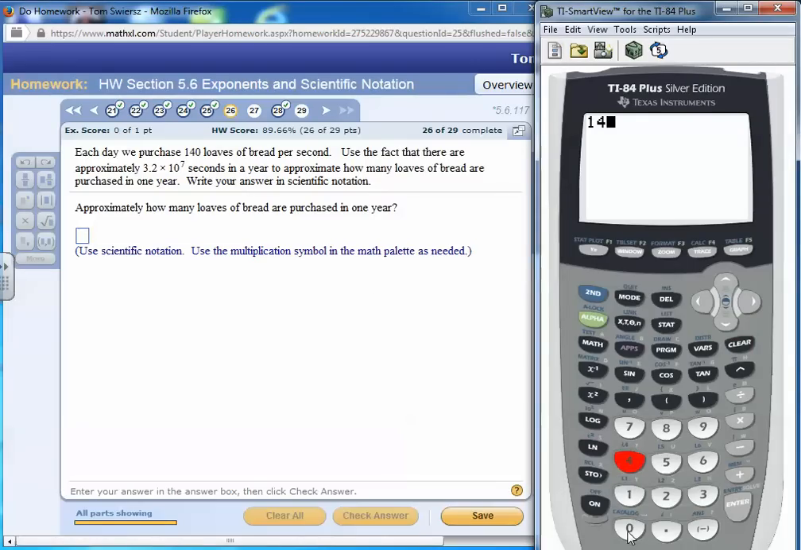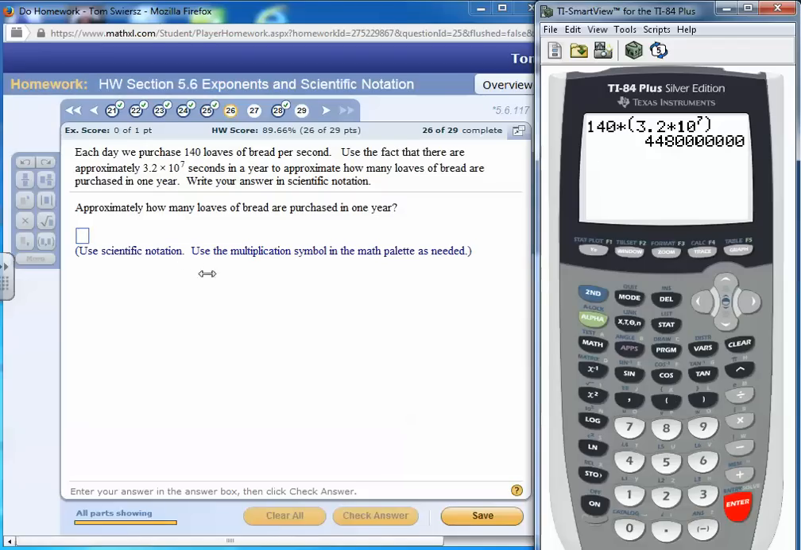So 140 loaves times the number of seconds, which is, in parentheses, 3.2 times 10 to the 7th power. Right arrow, get out of the exponent, put in your right parenthesis, hit enter, and we get this number.